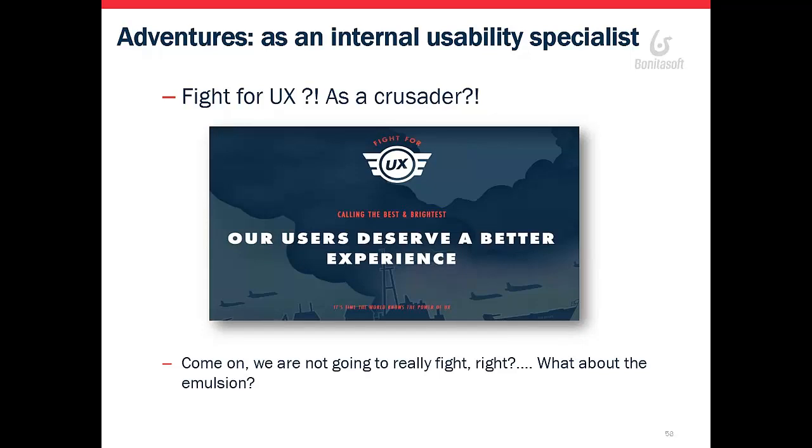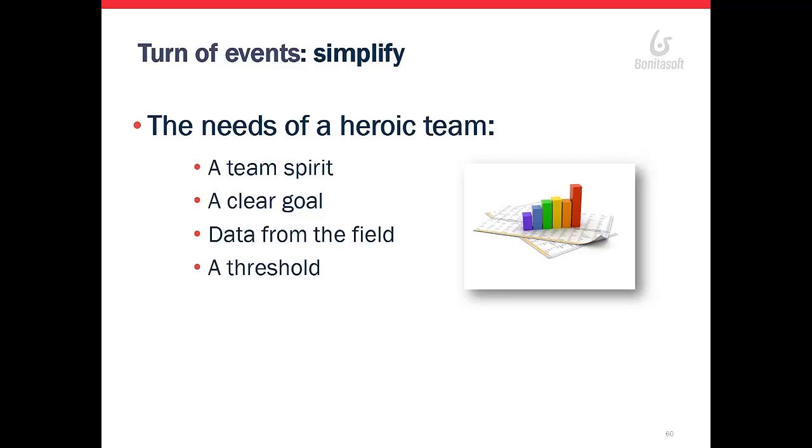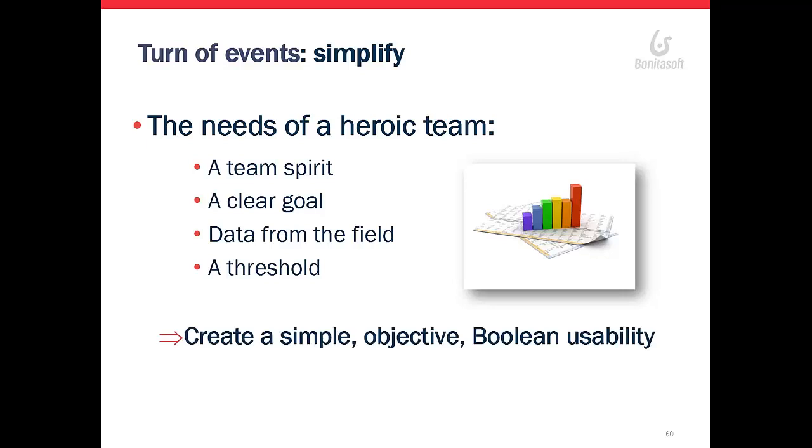What about the emotion? We want to work together. So let's try to find something maybe more creative so that we can manage. So that was the turn of events. Actually, the needs of a heroic team are a team spirit first, a clear goal, data from the field, and a threshold. This really comes down to those four things.